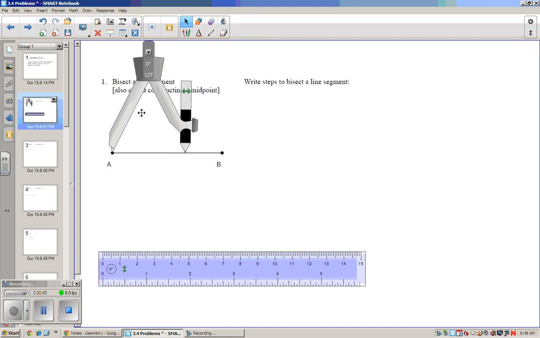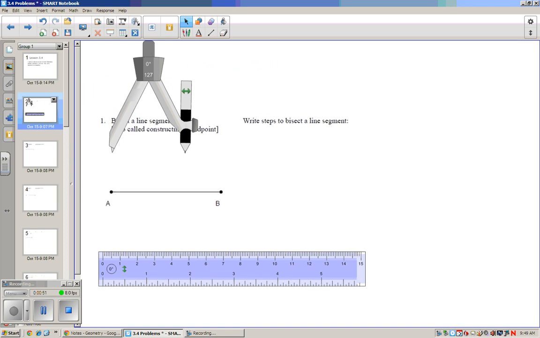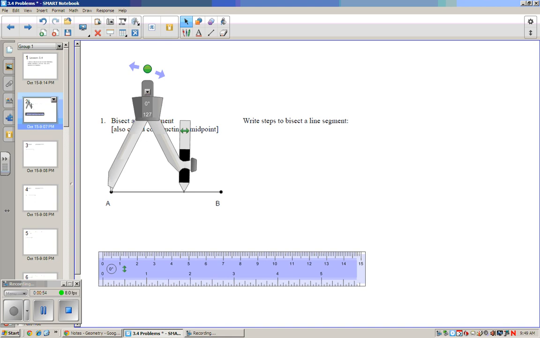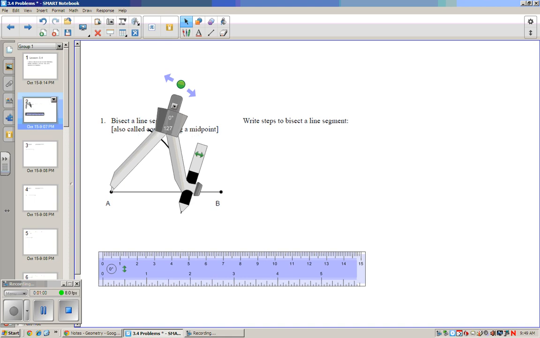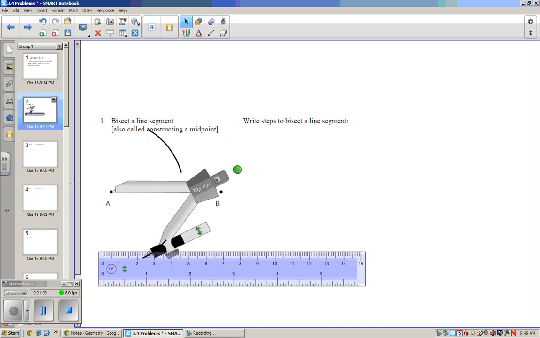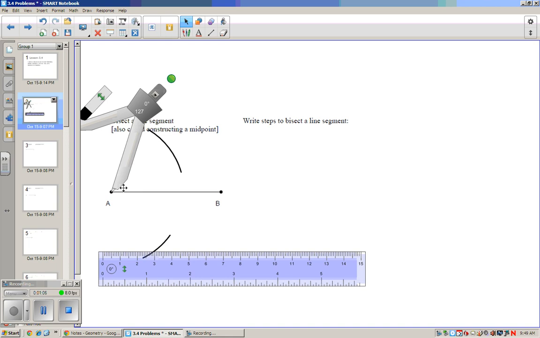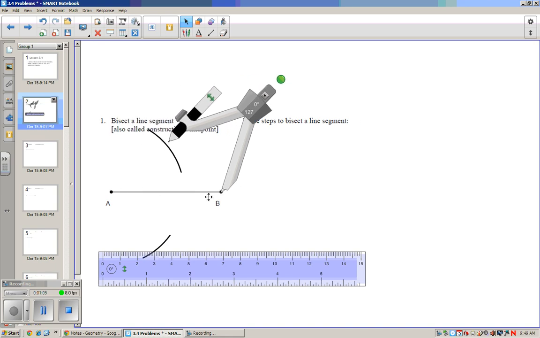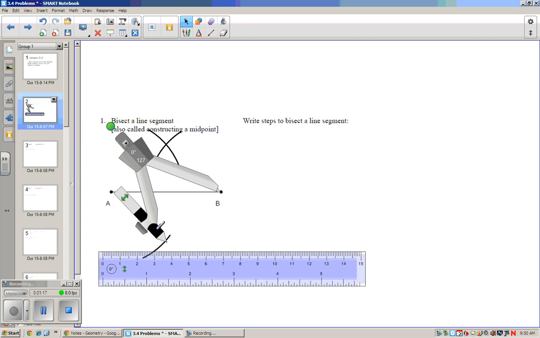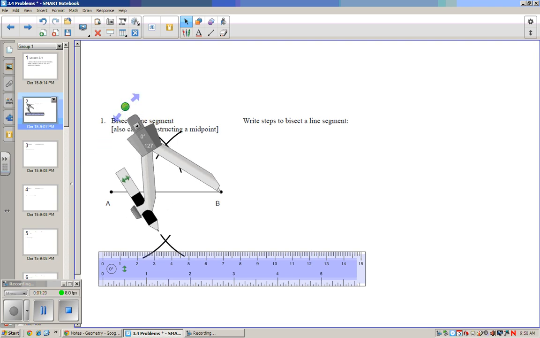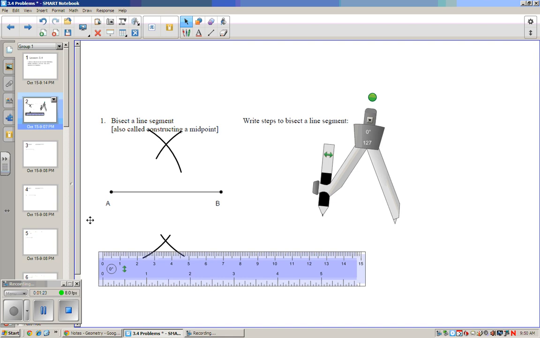Okay, and now I'm going to make an arc above. Can't see my rotation. I'm going to make an arc from point A above my line, and I'm also going to make that same arc below my line. Now I'm going to switch my compass to endpoint B, and make the same exact arc above and the same exact arc below. So what these arcs have found is our midpoint because it's the same distance from A above and below as it is from B above and below.